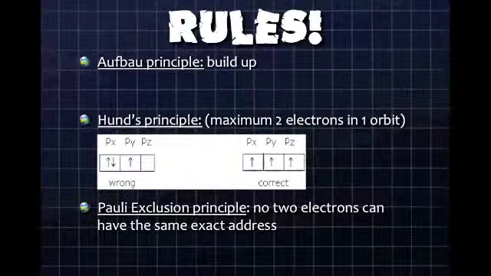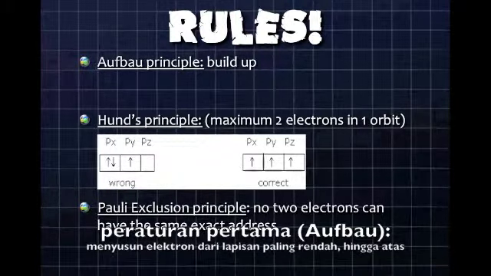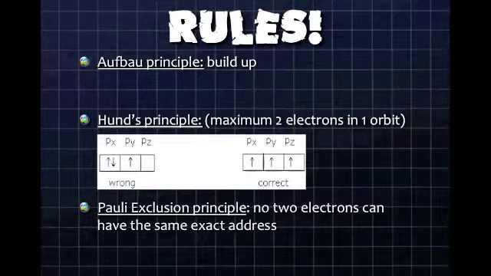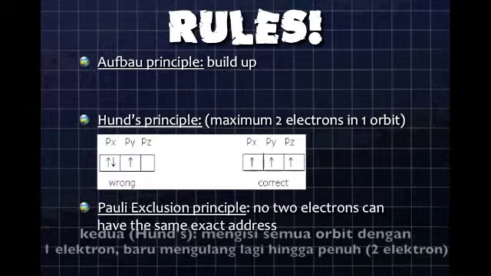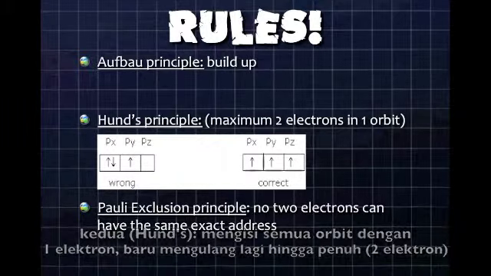Now there are rules before we begin. The first rule is the Aufbau principle, and it tells us to build up, or to fill the electrons from the lowest available orbital and slowly start putting electrons into higher and higher energy orbitals. The second one is Hund's principle, and it tells that when you have more than one orbital of the same sub-energy level, you put an electron into each orbital, and once each orbital has 1 electron, you can go back and start doubling them up.